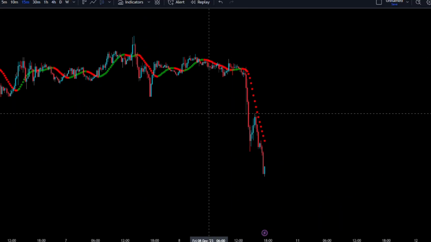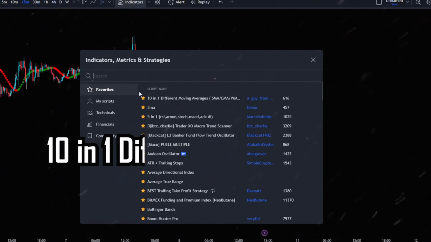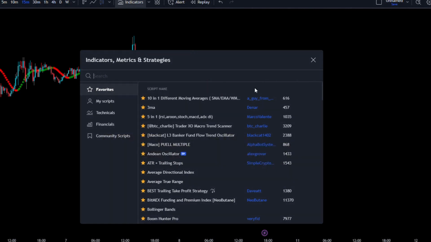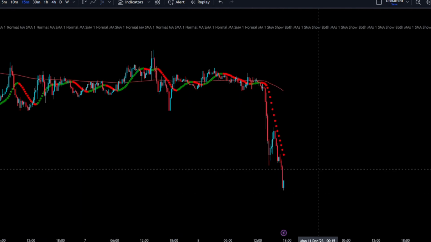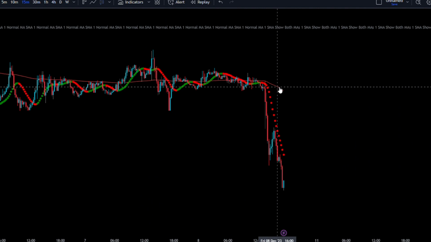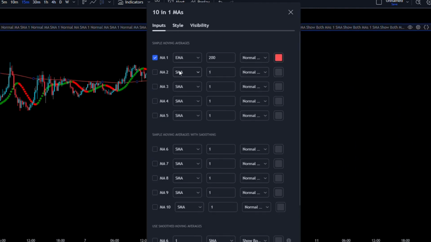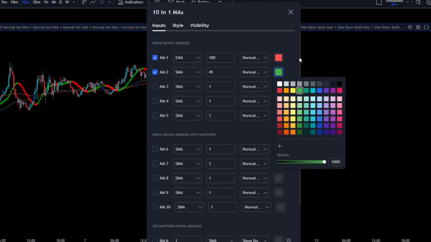So now I was going to get the trend direction indicator, which will be the 10-in-1 moving averages. Now let's make some adjustments in the settings to this as well. We're going to need to go to style, check the MA2 box to make sure it's turned on, change the MA1 length from 200 to 100, and change the MA2 length from 1 to 45. Now we're also going to change the colors to both of these as well. So change the MA2 to green and change the MA1 to yellow.